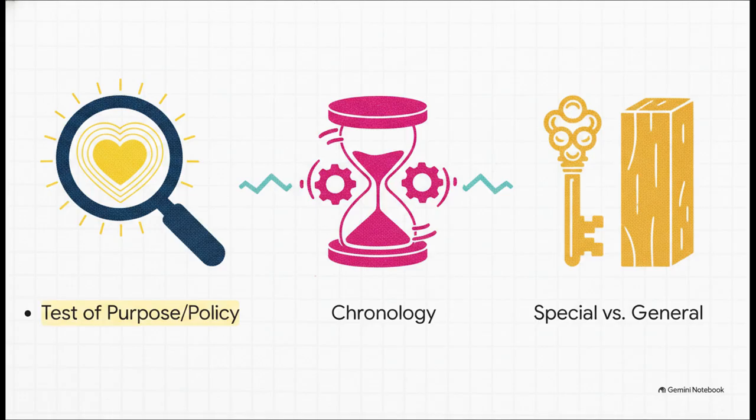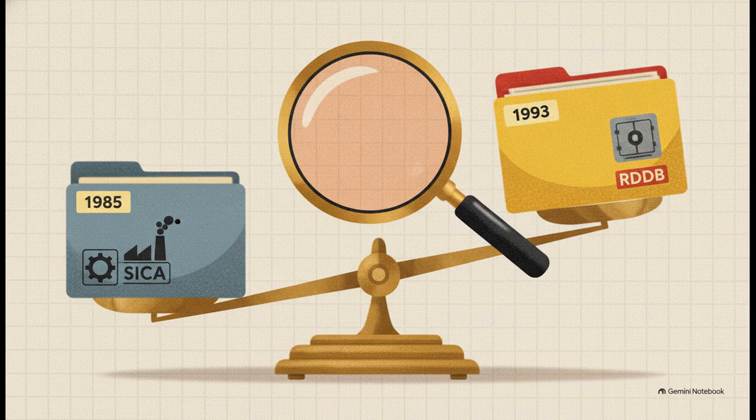Second is the test of chronology. Generally speaking, a later enactment in point of time normally prevails over an earlier one because it represents the most recent will of the legislature. It's essentially the newest update to the rules. And third, the special versus general law test. A special law will prevail over general law even if the general statute was enacted later and contains its own non-obstante clause. Let's see these tests applied in a massive real-world clash.